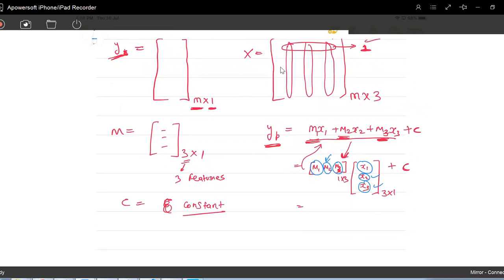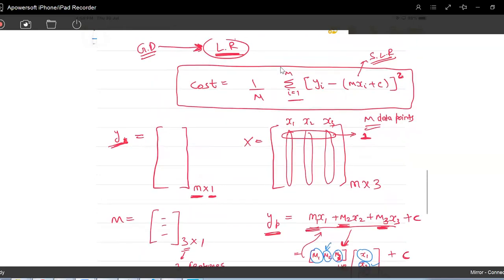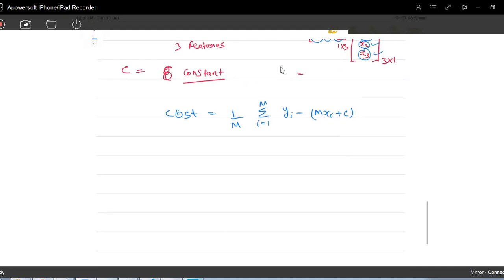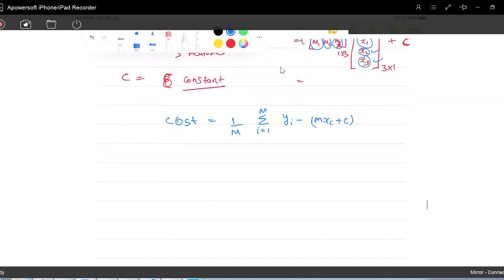Now I need to do this for i equal to 1 to m. Let me write this cost function again. The cost is 1 upon m, summation i equal to 1 to m, of y i minus (m x i plus c). Let me make it a little bit more complicated: m1 x1 plus m2 x2 plus m3 x3 plus c.